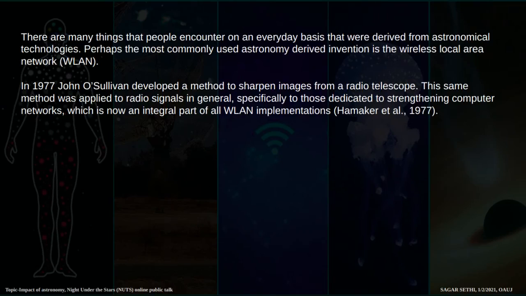Now coming to everyday life. There are many things that people encounter on an everyday basis that were derived from astronomical technology. The most commonly used is the wireless local area network, which was developed by John O'Sullivan. The initial problem when he developed Wi-Fi was how to transfer the signal over a larger distance, how to make a good amount of signal so that everyone can access it. That problem was solved by radio astronomers, because radio astronomy is always challenged by faint emissions and how to detect them, and that technique was used in this field, and now we are using Wi-Fi everywhere.